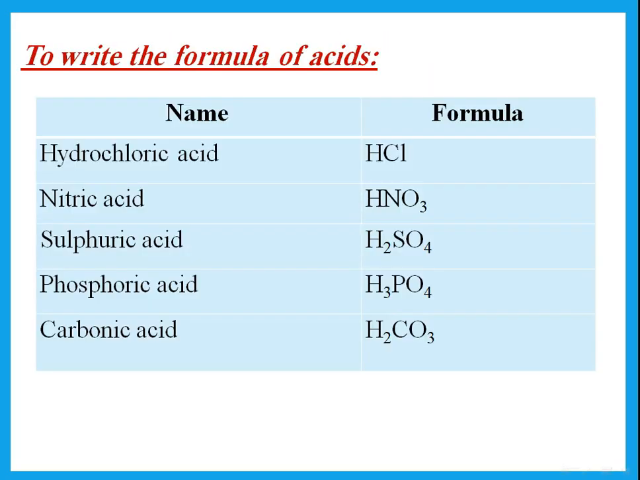Okay, there is another rule about how to write the formula of an acid. You have to know anything acid has to start with H. So hydrochloric acid, nitric acid, sulfuric acid, phosphoric acid, carbonic acid all start with H's. And then you need to know what is after the H. If I'm talking about hydrochloric, that means after the H I have chlorine, which is Cl. And then I check the valencies. Please don't forget to check valencies.